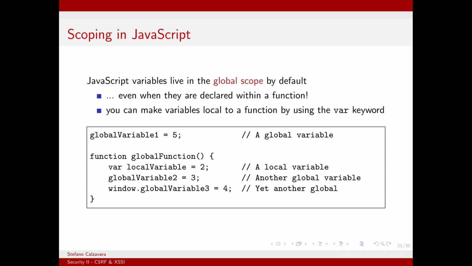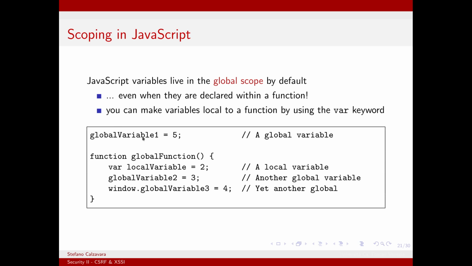To understand how the attack works, I have to mention a little bit about scoping in JavaScript. JavaScript is pretty strange in terms of scoping because variables live all in the global scope by default, even when they are declared inside a function. It is possible to make variables local to a function by using a var keyword. Let's check an example here.